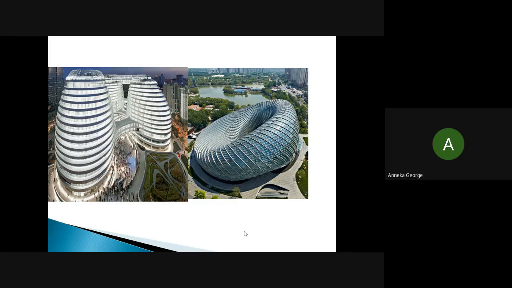Anybody who visited Beijing, China? Anybody want to go to China at this point in time? I doubt it, right? Knowing what is going on.